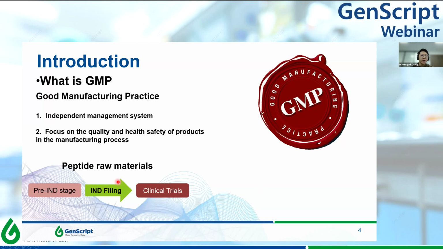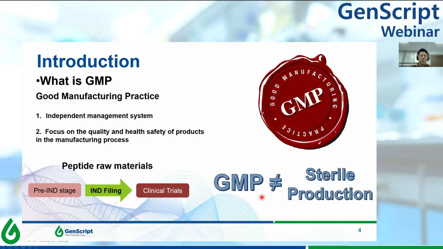And for peptide raw material, GMP is the most basic requirement for the IND filing from the pre-IND stage. And to be noted, GMP is not equal to sterile production. They have nothing to do with whether a product is sterile.